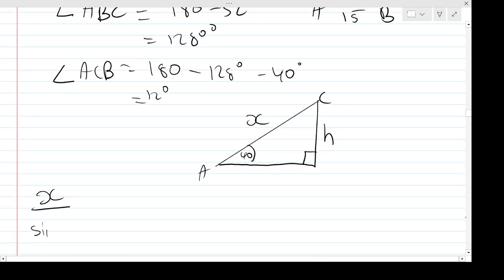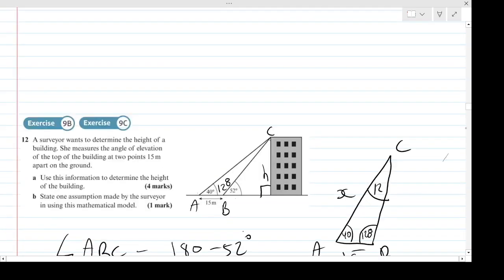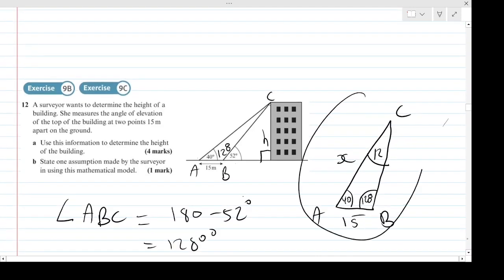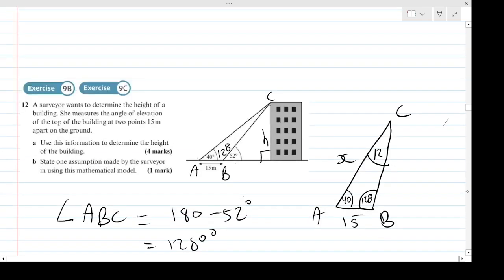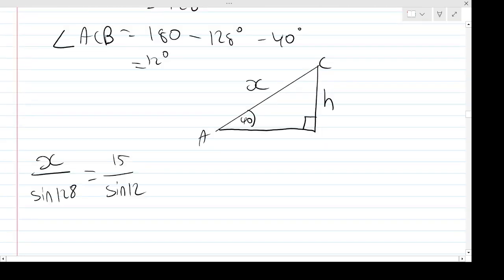So sine 128, and then that's going to equal... Let's go back to this triangle here. That's going to then equal 15, and then the angle facing that side 15 is 12, right? The angle 12 is facing the side AB, which is 15. So we're going to get 15 over sine of 12. Cool. So then I can solve for x, right?